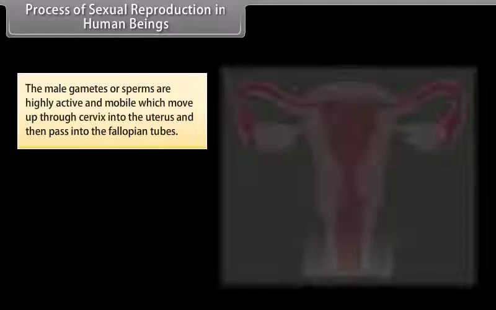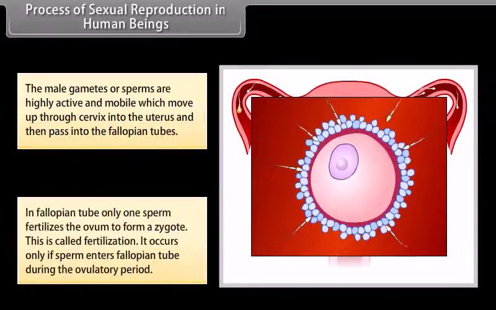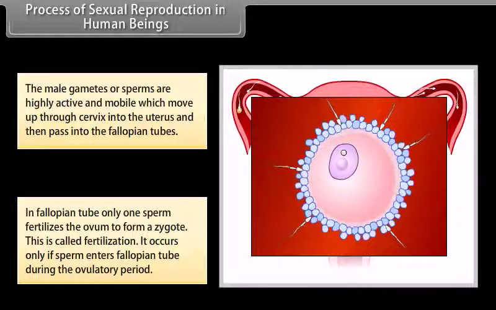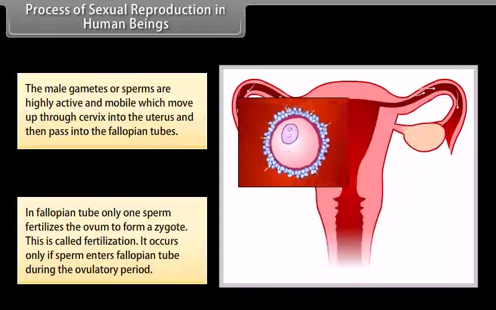Process of sexual reproduction in human beings. The male gametes or sperms are highly active and mobile, and move up through the cervix into the uterus and then pass into the fallopian tubes. In the fallopian tube, only one sperm fertilizes the ovum to form a zygote. This is called fertilization. It occurs only if the sperm enters the fallopian tube during the ovulatory period.